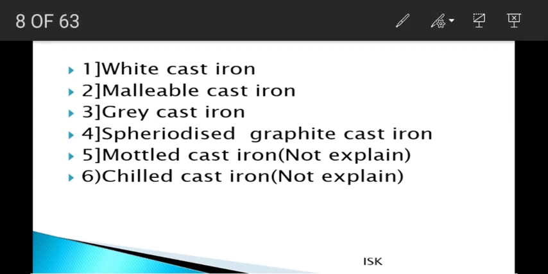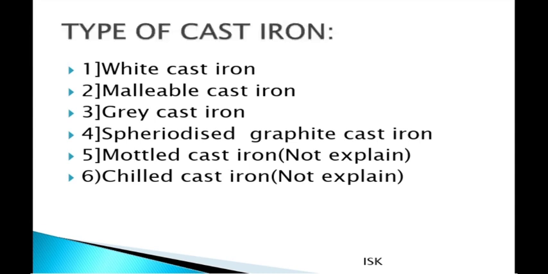Today we learn about the types of cast iron in detail. First type is white cast iron. Second type is malleable cast iron. Third is grey cast iron. Fourth is periodized graphite cast iron. Fifth is mottled cast iron. Sixth is chilled cast iron.